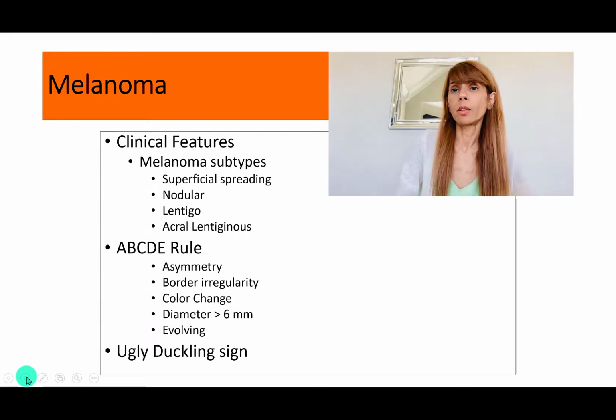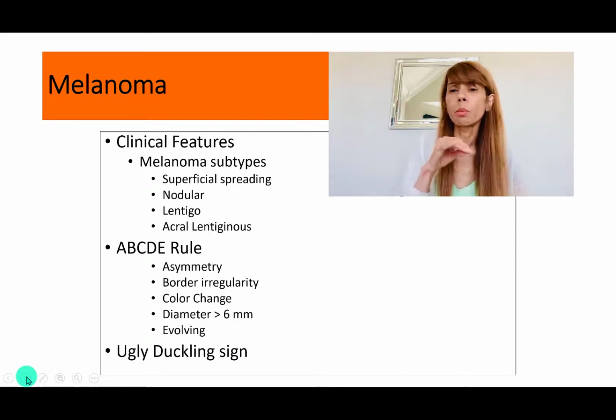Clinical features of melanoma: these are going to be darker skin lesions, and there are subtypes. There is superficial spreading, nodular, lentigo, and acrolentiginous. To be fair, we don't necessarily need to memorize all these subtypes because there is going to be a fair amount of overlap, and once you recognize it's a melanoma, you make sure that you biopsy it. But the point of mentioning all these subtypes is just to make sure that we know that they are not always going to look like typical classic melanoma lesions.